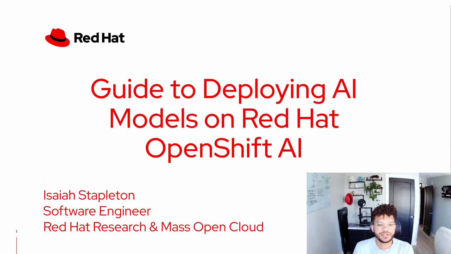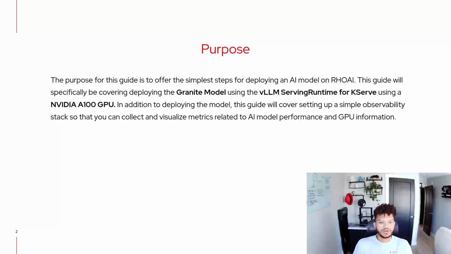I work on the Red Hat research team and in the Mass Open Cloud, and today I'm going to be going over how to deploy an AI model on Red Hat OpenShift AI. The purpose of this guide is to essentially just offer the simplest steps for deploying an AI model on Red Hat OpenShift AI. This guide today will specifically be covering deploying the Granite model using the vLLM serving runtime for KServe.